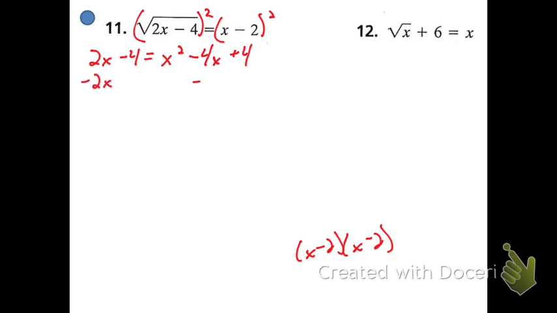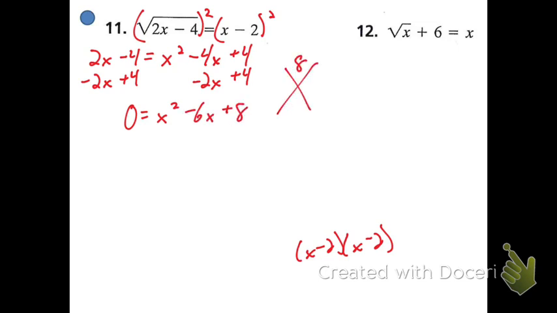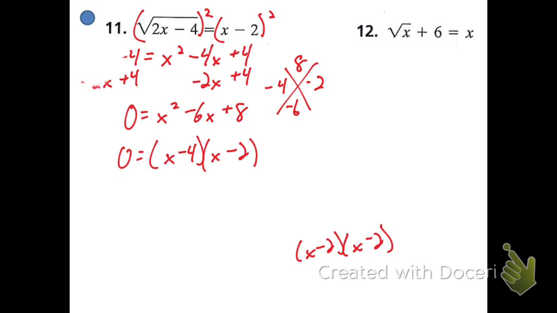So we're going to subtract 2x from each side, add 4 to both sides. Something's fishy on this one, though. So x squared minus 6x plus 8. Now, what are two numbers that multiply to 8 and add up to negative 6? That'd be 4 and 2, as long as you make them both negative. So I would have x minus 4 and x minus 2. We're going to check those out and see if they work.